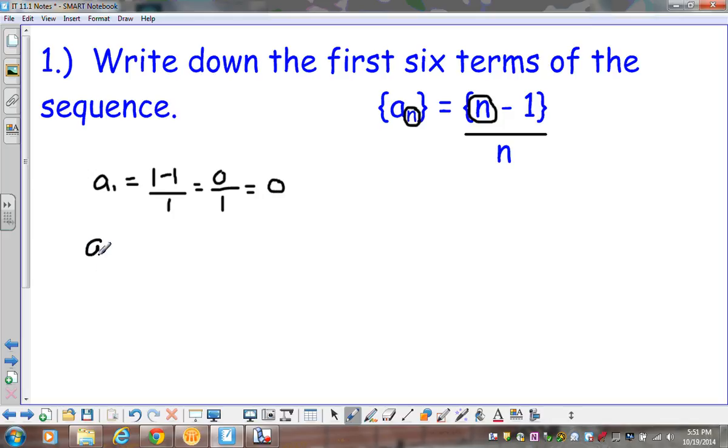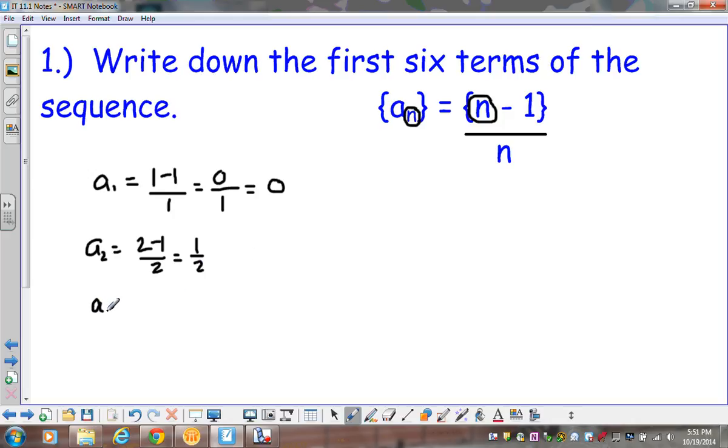So let's try and find my second term. To find my second term, that means my n value is 2. It's a sub 2. So that means in place of all my n's, I'm going to plug in a 2. So 2 minus 1 over 2. 2 minus 1 is 1, so I'm left with 1/2. So my second term here is 1/2.